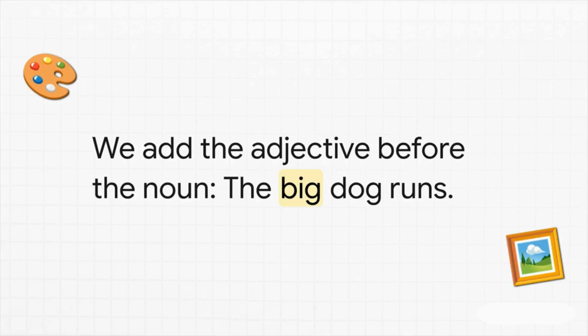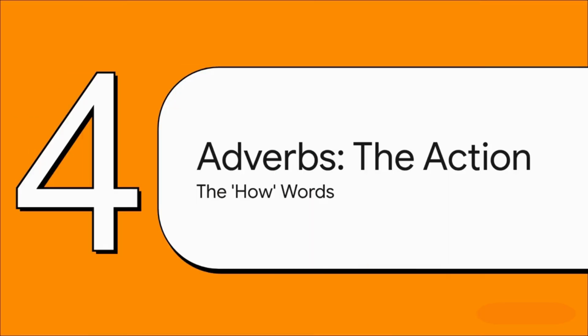And look where we put it. It goes right before the noun it's describing. The big dog runs. See? Suddenly the picture in your head is so much clearer. It's not just any dog anymore. Now we know it's a big dog. Our sentence is looking pretty sharp now, isn't it? But you know what? We can add one more layer of detail.